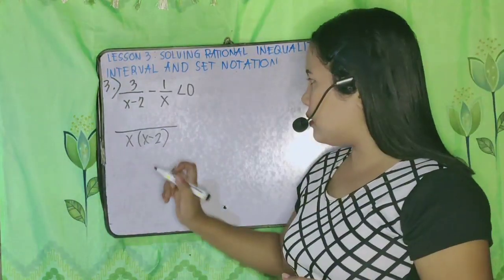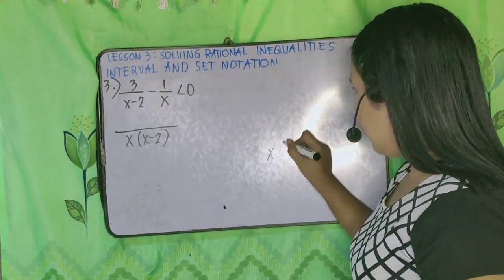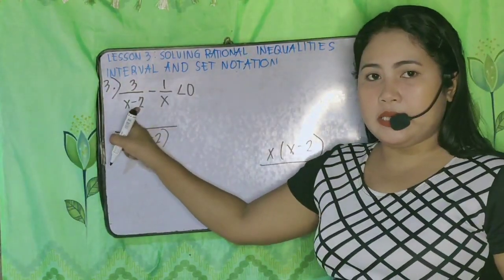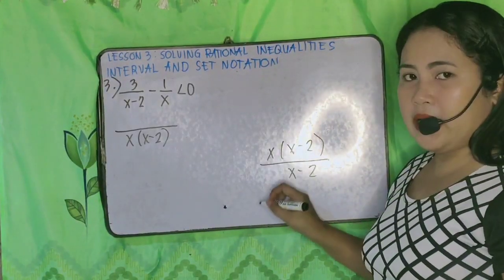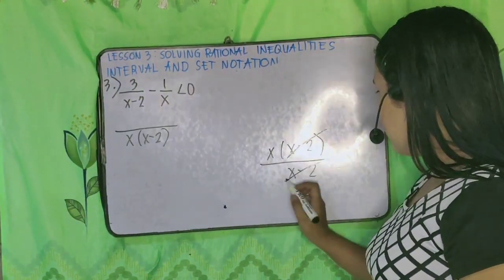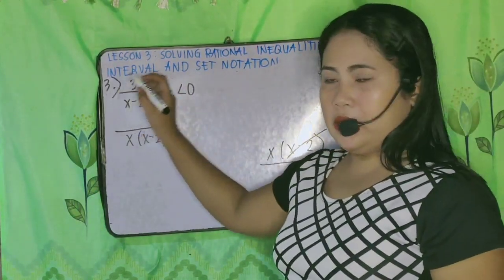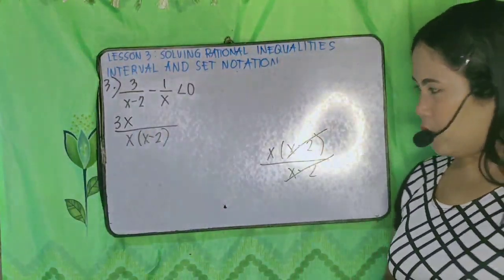Let's solve. I'll write it here first: x, then x minus 2. We divide it by the denominator, which is x minus 2. Since they are the same, we just cancel them out. What remains is x. So, x times 3, our answer is just 3x. Okay? Are you getting it?